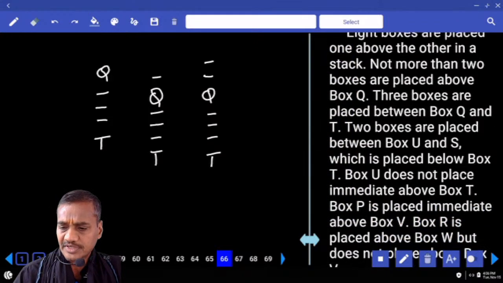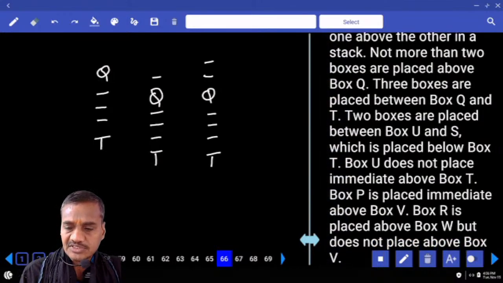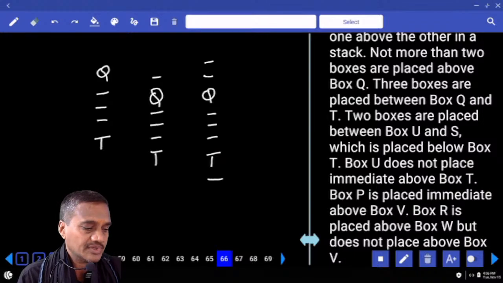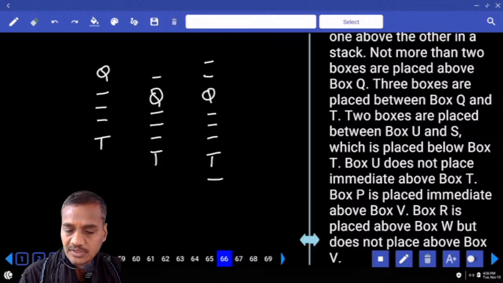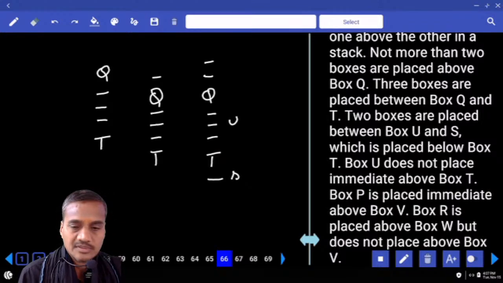and 2 boxes between U and S. S is placed below T, and there are 2 boxes between U and S. Now if you take one possibility here, isn't it? Now S is placed below this one. Now if S is at this place, there are 2 boxes, U can be here, that is one possibility. 1, 2, 3, 4, 5, 6, 7, 8 boxes were there, isn't it?